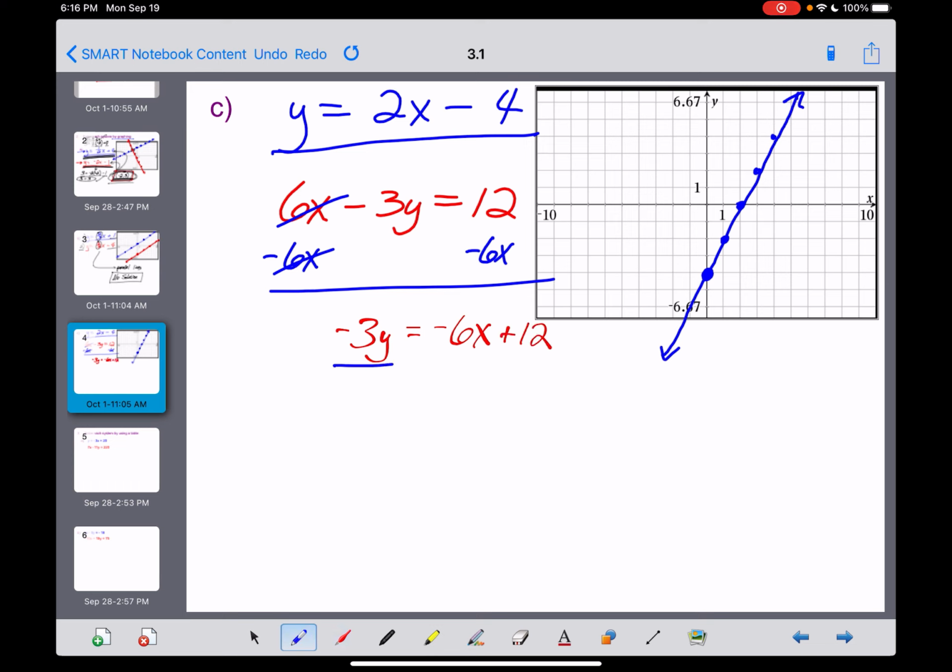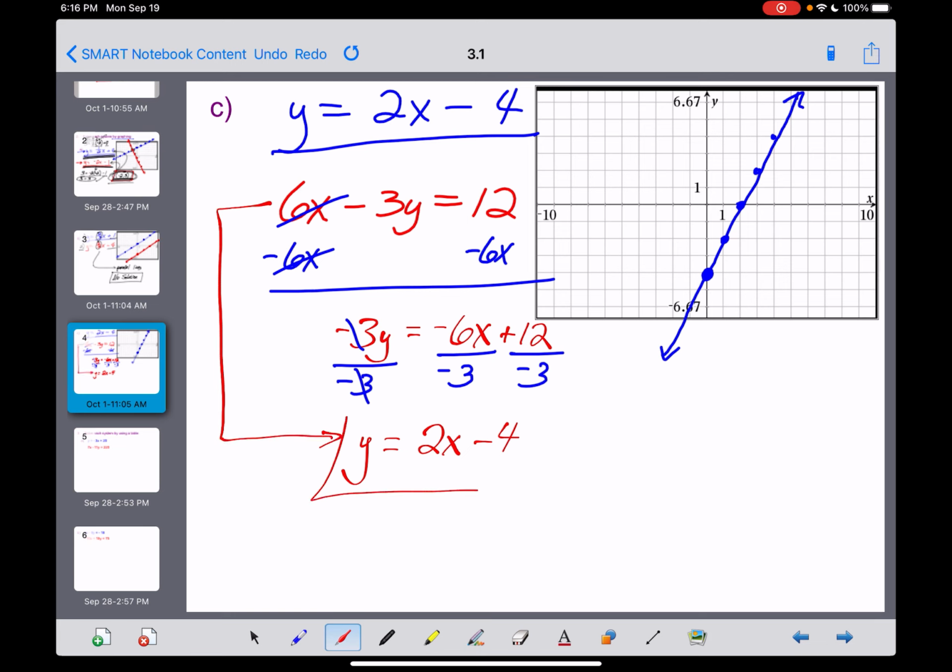Now, to get y by itself, we're going to divide out that -3, and of course that needs to get divided on each term in the equation. -3's cancel. We're going to get y is equal to, and now something interesting is going to happen. -6 divided by -3 is +2. So y is equal to 2x. And then for the constant at the end, we have a +12 divided by a -3. That is -4. So the second equation, which was in standard form, has now been rewritten in slope-intercept form.